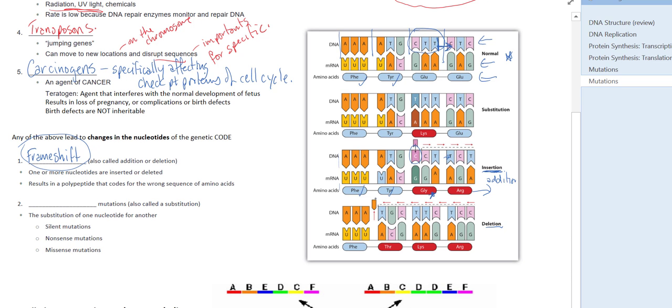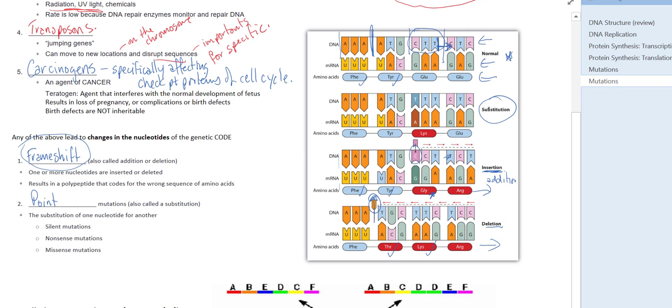So in this case, you can see we've removed the base here. So this one's being taken out, and then that shifts the reading frame. So from that point on, this tyrosine becomes threonine, glutamate becomes lysine, and again, every amino acid from here on is affected. So it's definitely one of the worst case scenarios in the mutations, a frame shift, so additions or deletions.